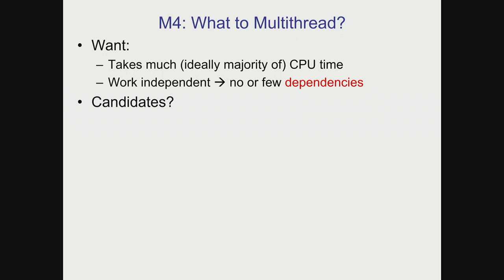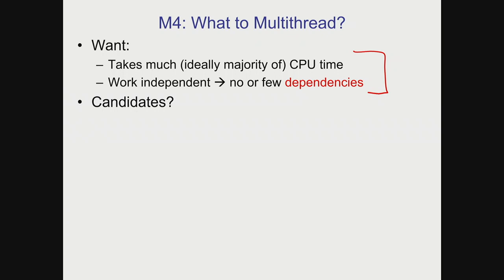What we want to do, if we multi-thread, and you don't have to do this, is find something that takes a lot of CPU time, because then we have the potential to get a good payback on the extra effort we put in to make this software more complicated and use multiple cores. So it has to be something that takes a long time.